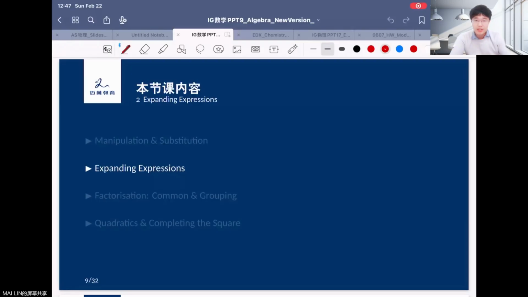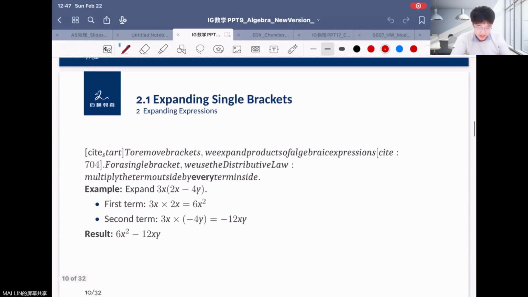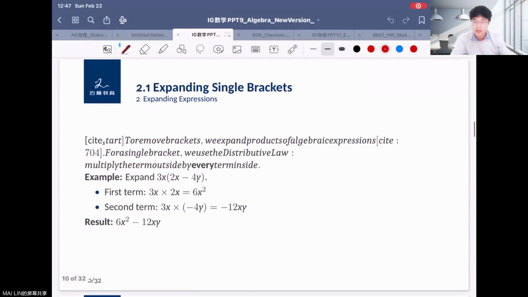Okay, hello everyone. Today our topic is expanding expressions. Let's move into the first part. How can we expand brackets? Here is an example: we have 3x times 2x minus 4y.